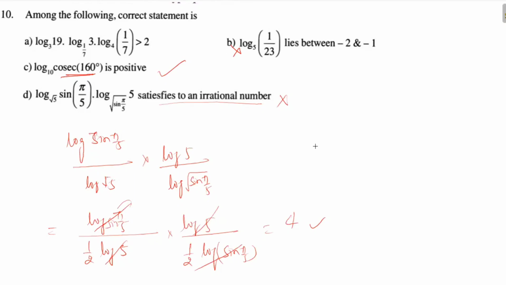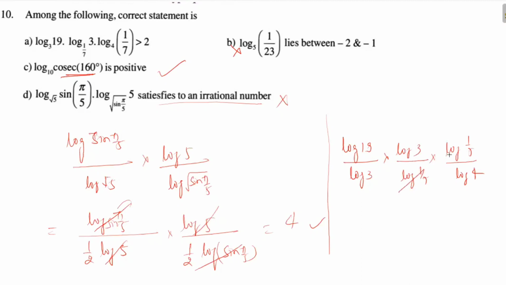Let's look at the last one. Here too, we'll try using the change of base rule. What is happening is this is multiplication, multiplication, multiplication. So let's use change of base: log 19 upon log 3 into log 3 upon log 1 by 7. Log 1 by 7 cancels. Now log 3 and log 3 cancel. What I'm having is log 19 to the base 4.